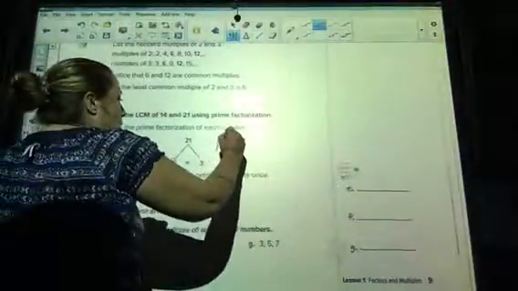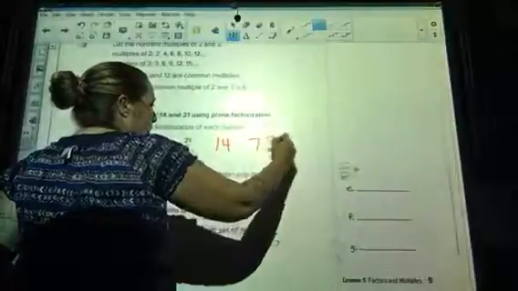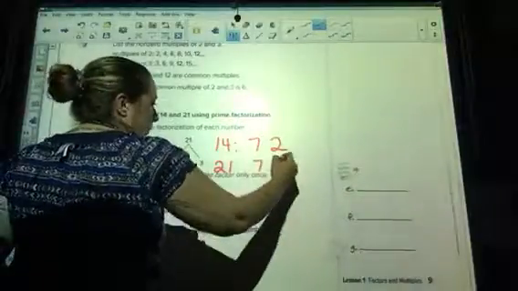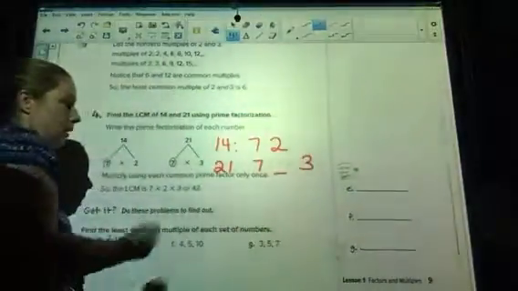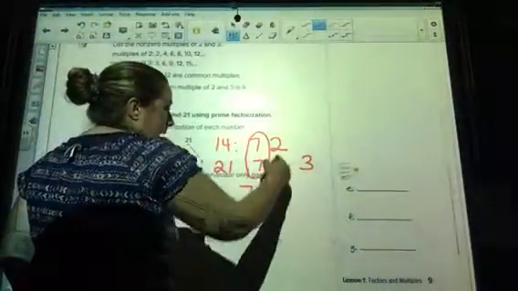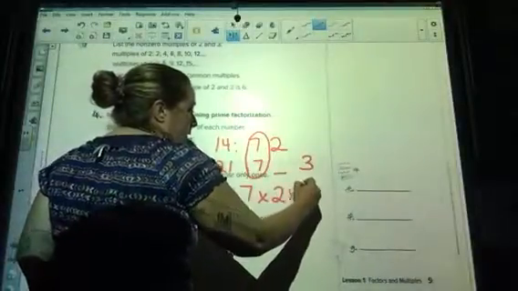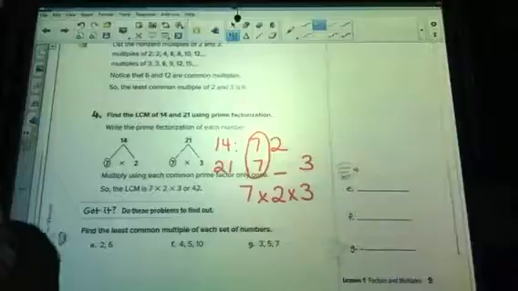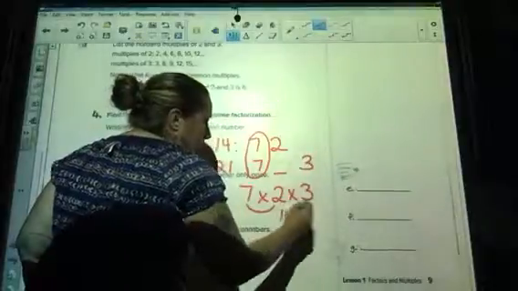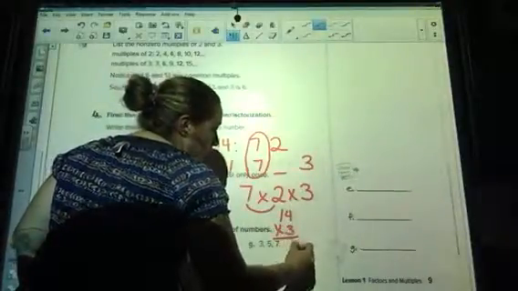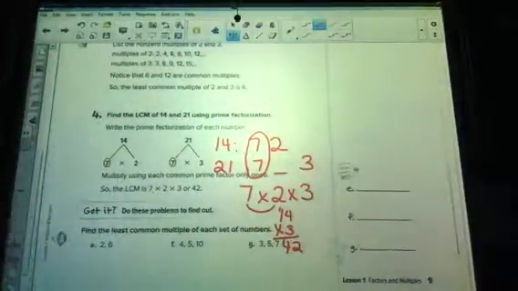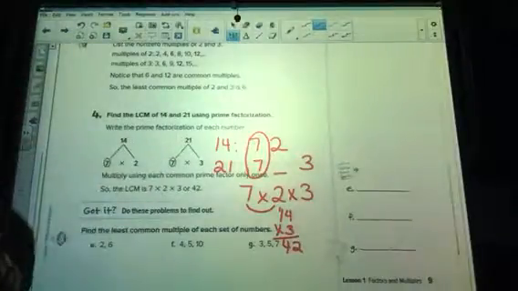So for instance, for 14, you have a 7 and a 2. Okay? For 21, again, we have another 7. We don't have a 2, but we have a 3. These 7s match up, so you only need one of them. So you're going to take 7 times, you need a 2 because they don't match up, and you need a 3. Okay? So you're going to multiply those together. 7 times 2 is 14. And 14 times 3, 12, carry the 1, is 42. Your least common multiple of 14 and 21 is 42.